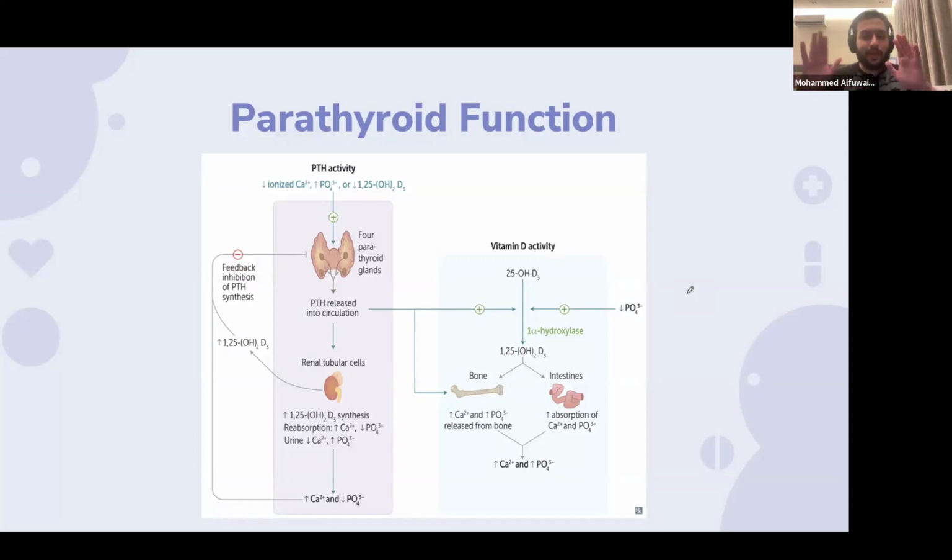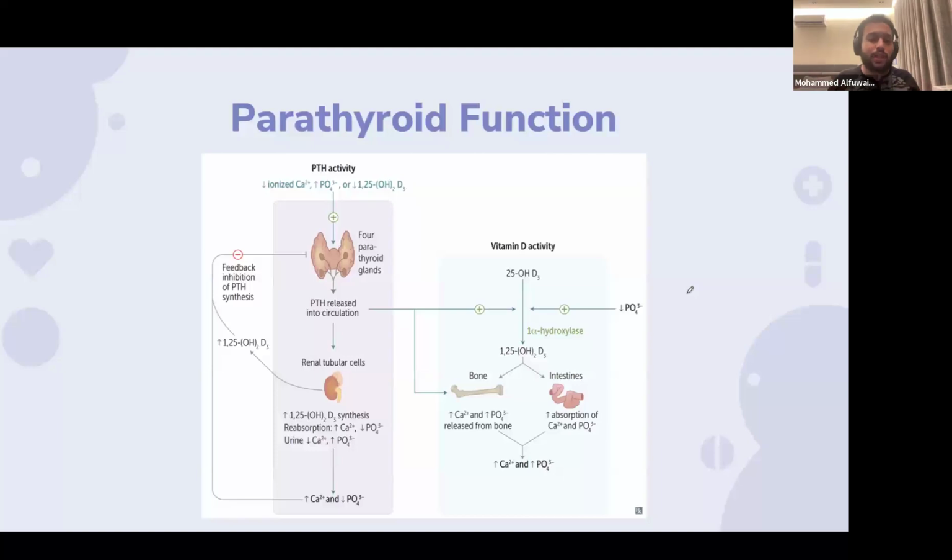So I'm going to chill down and not give you any more PTH. So it reduces the synthesis of PTH. In the case of low calcium, this calcium sensing receptor will activate. We'll be like, okay, there's no calcium. So it's going to start to secrete PTH.